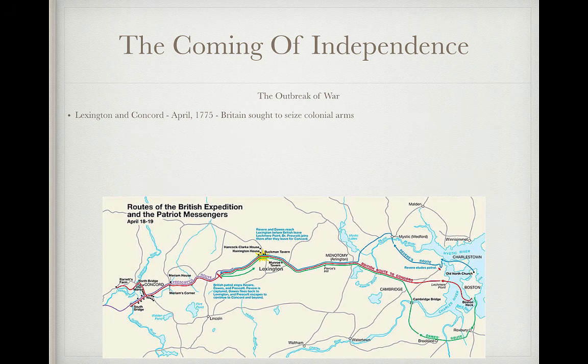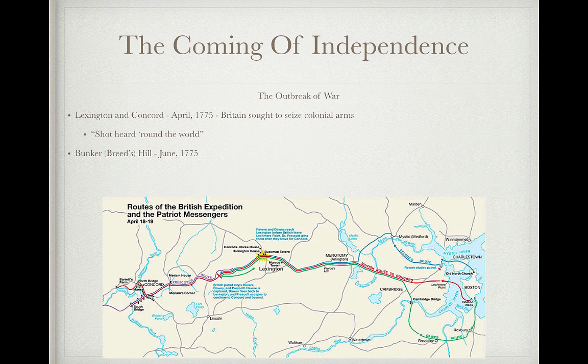Okay, let's jump on over to Lexington and Concord. April of 1775, more than 1 year prior to the American Declaration of Independence, there is a conflict between the colonists and the British. Now, Britain sought to seize colonial arms stationed there, and this was known as the shot heard round the world. And the colonists pushed the British soldiers back.